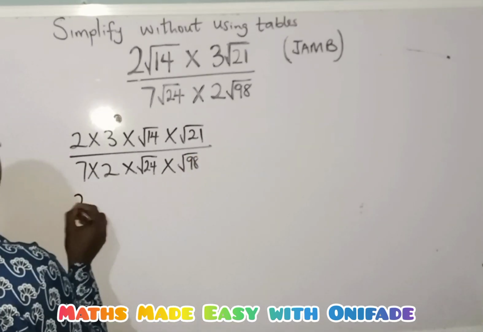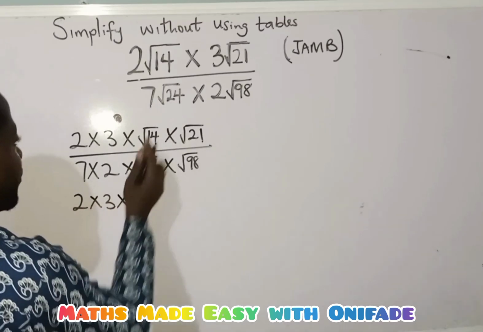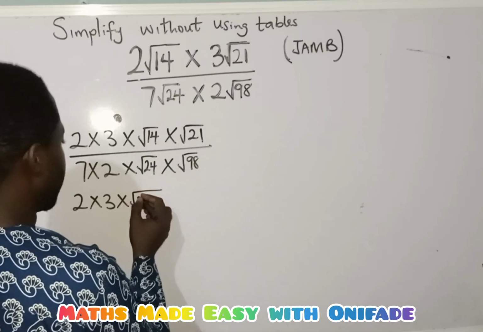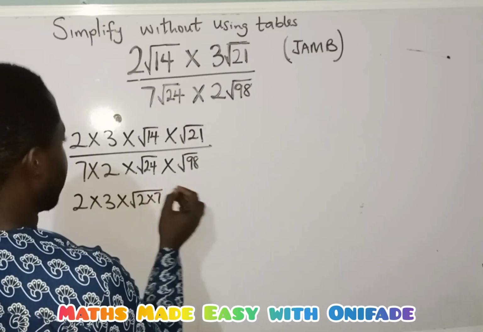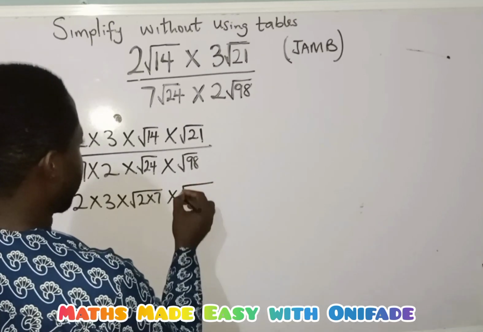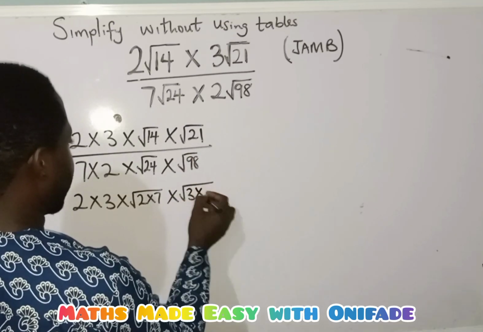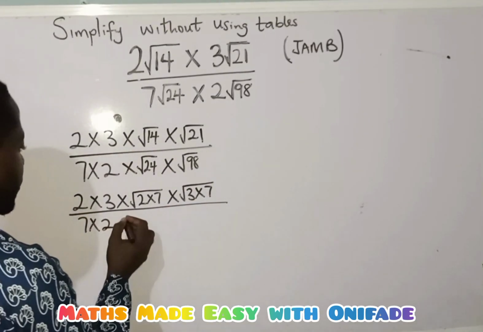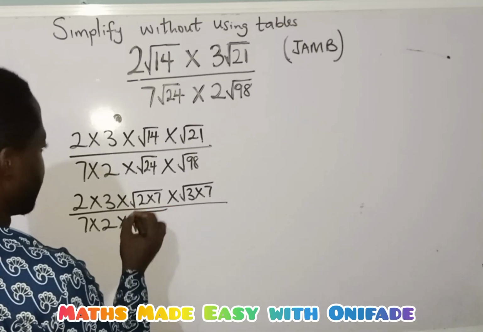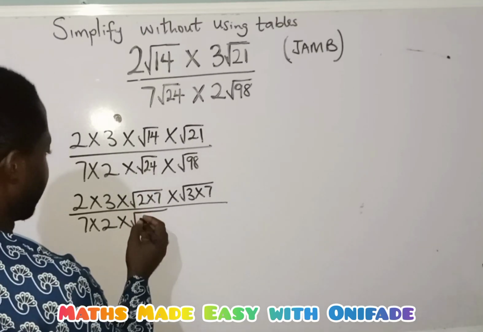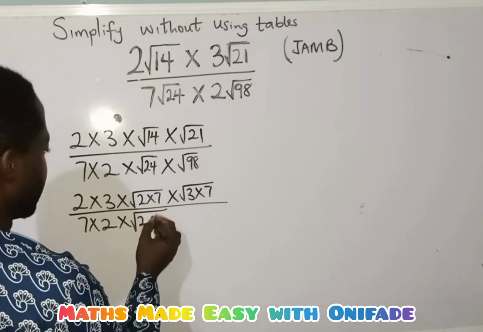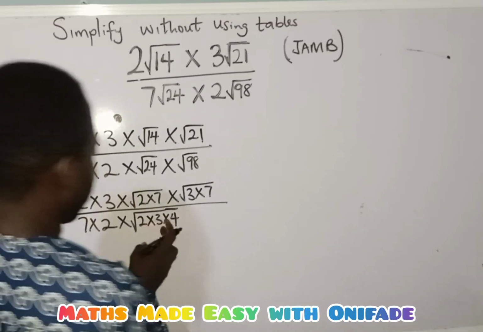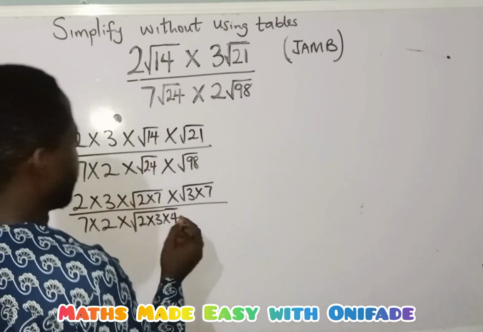So I'm going to say 2 multiplied by 3. Then let me simplify root 14. If I simplify it, it's going to give me root 2 multiplied by 7. And if I simplify this, I'm going to have root 3 multiplied by 7, all over 7 multiplied by 2 multiplied by, I'm going to simplify root 24, then I'm going to have 2 times 3 times 4. So I'm going to have root 2 times 3 times 4, that's going to give me root 24.